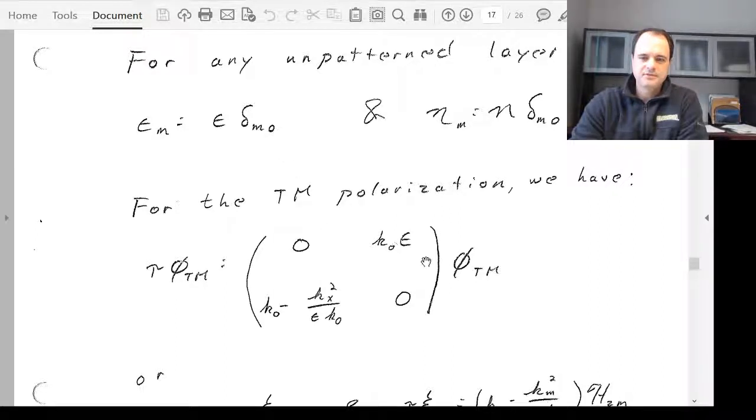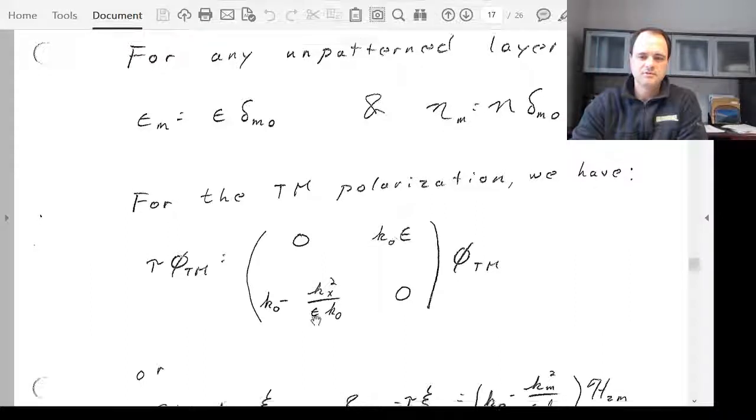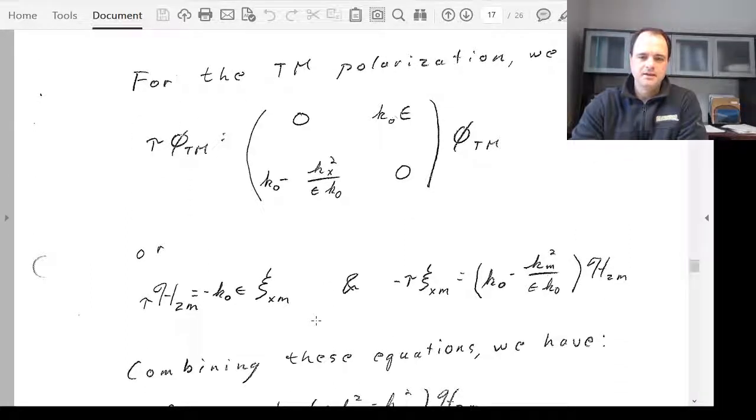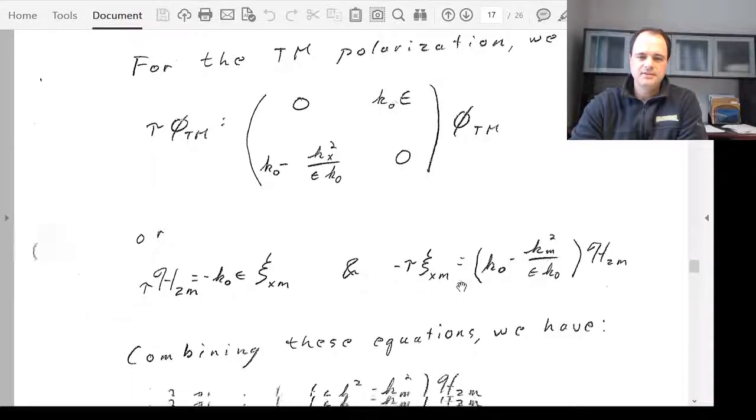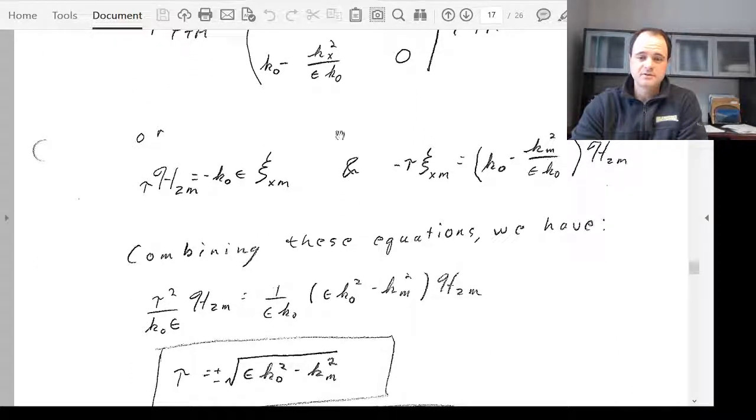All right, and so this Toeplitz matrix and this Toeplitz matrix turns into single values. All right, and so then that's much easier. We can then solve. We can separate this out into the two equations, all right, and get this equation and this equation. And then we can combine these two equations into one, getting this.